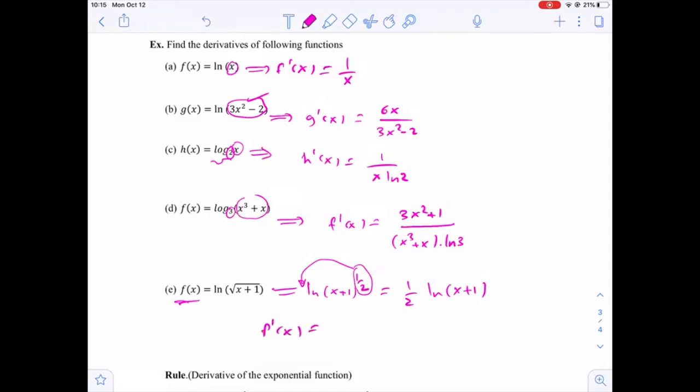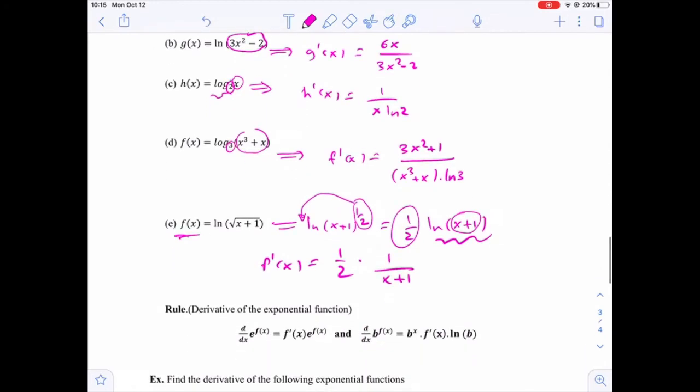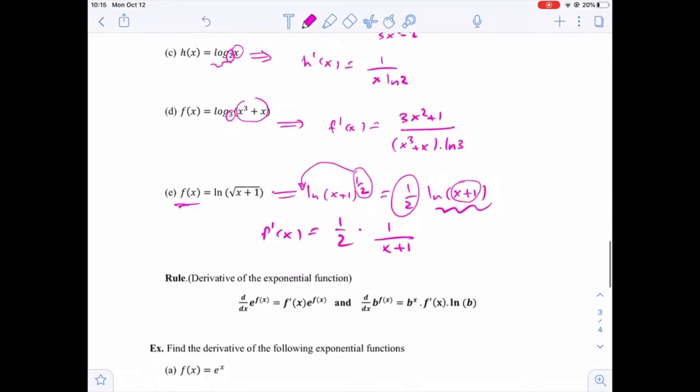Now we find the derivative. What is the derivative of the function f? 1/2, it's a constant, times the derivative of natural log. What is the derivative of natural log of x plus 1? The derivative of the inner function is 1, because the derivative of x is 1 and the derivative of 1 is 0, over the inner function, x plus 1.